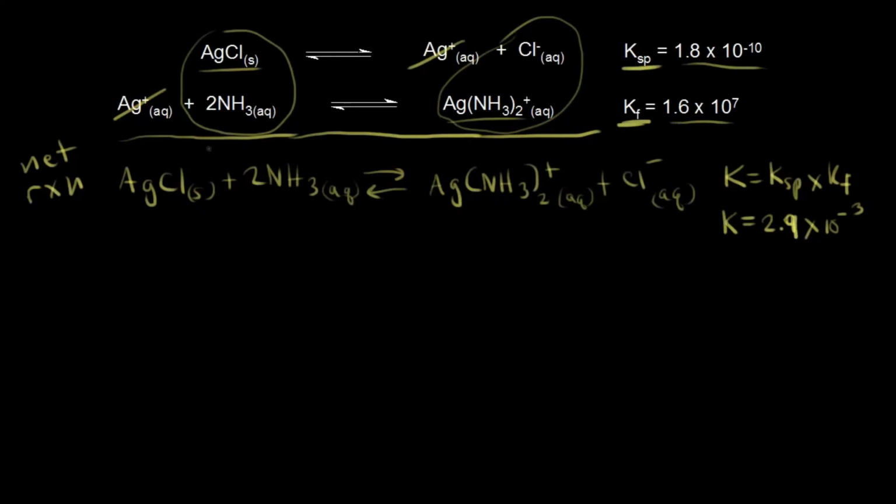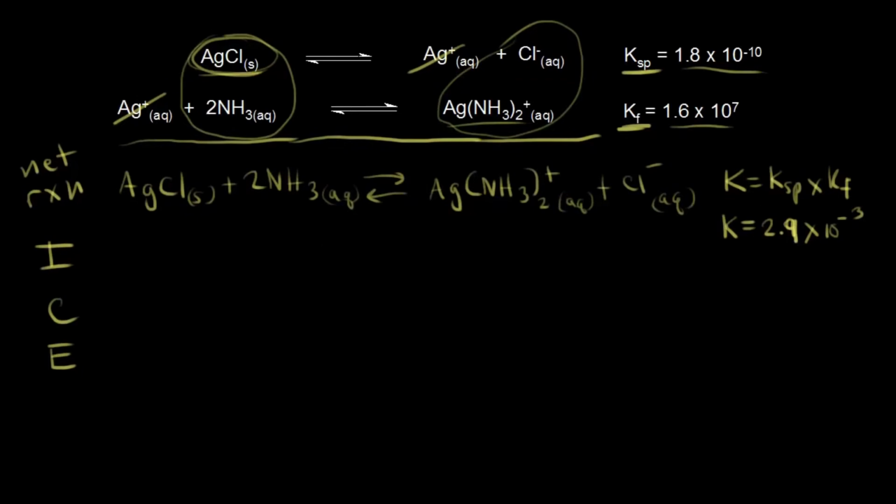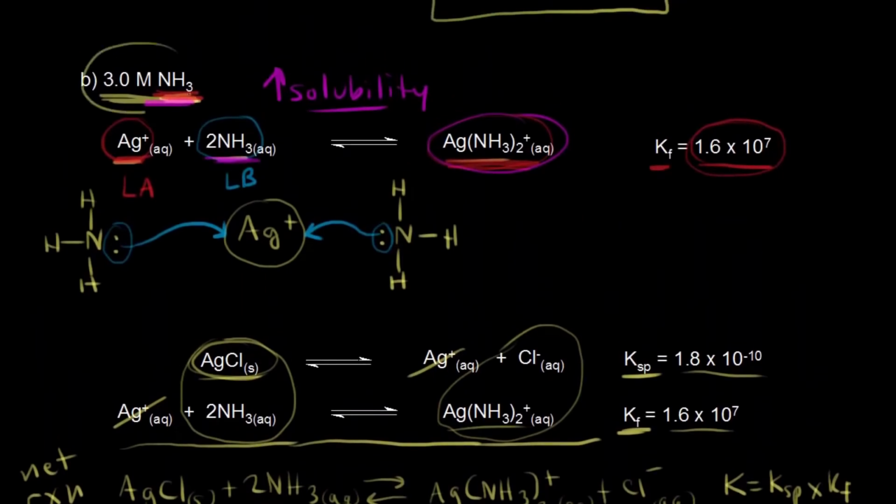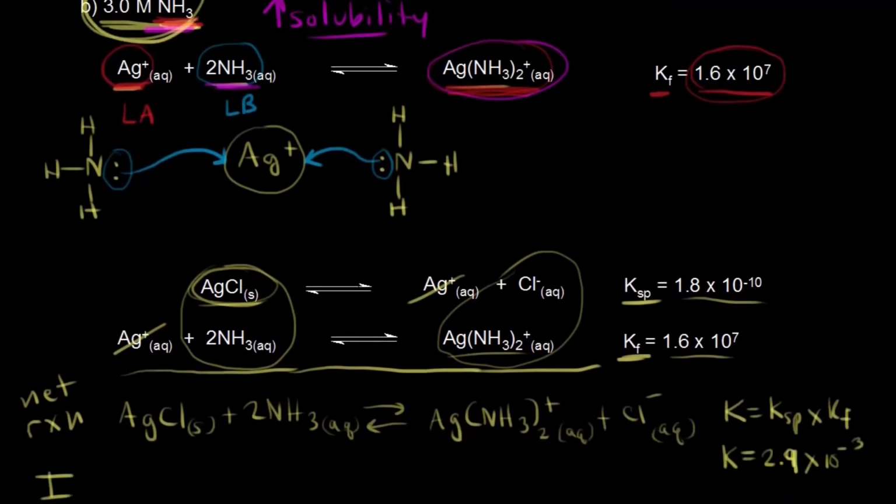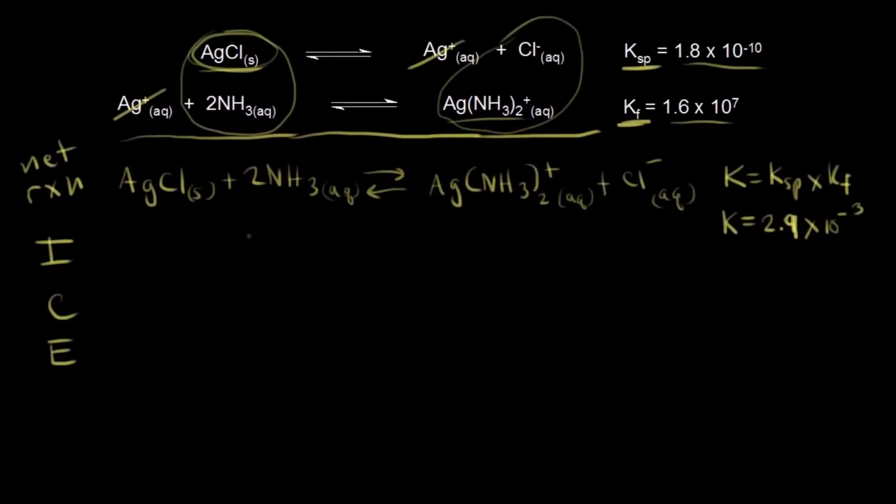Our goal is to find the molar solubility of silver chloride in ammonia. So we set up our ICE table: initial concentrations, change, and equilibrium concentrations. Let's pretend we're starting with our solution of ammonia and haven't added any silver chloride yet. We started with a 3 molar solution of ammonia, so the initial concentration of ammonia is 3 molar. Without any silver chloride, the initial concentrations of the complex ion and the chloride anion are both 0.